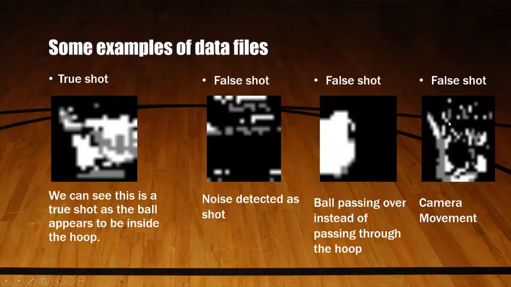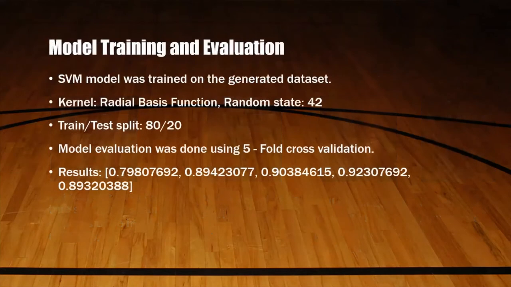And we have another false shot where the camera moved. If the camera moves or there are some glitches in the stream, that was also detected as a shot in our method two, but I classified it as a false shot to train my SVM model. These are some of the files from my dataset which I used to train my SVM model.